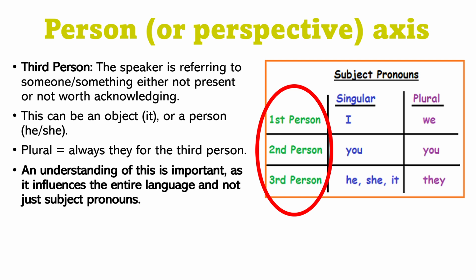Third person. Okay, so the speaker is referring to someone or something that is either not present or not worth acknowledging. So this can be a person or a thing.